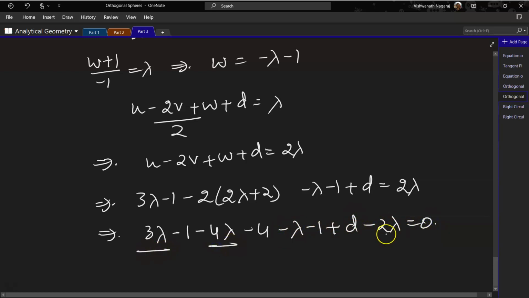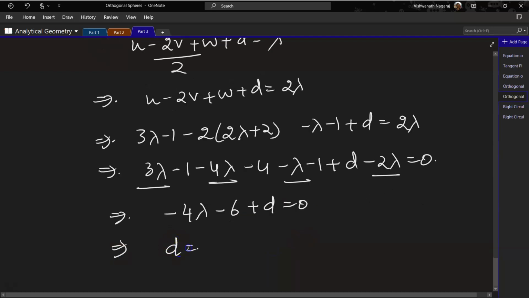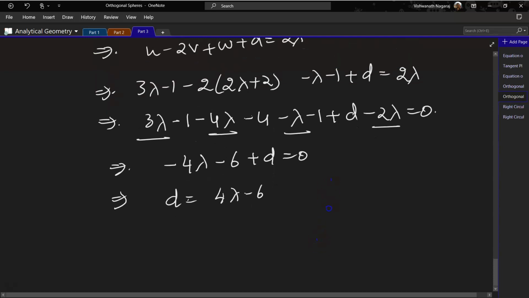So collecting the lambda terms: 3 minus 4 minus 1 minus 2, so this is minus 4 lambda. Then we have minus 1 minus 4 minus 1, so minus 6, plus d equal to 0. Which means d is equal to 4 lambda plus 6. So we have got d also in terms of lambda, and we have reached this stage.